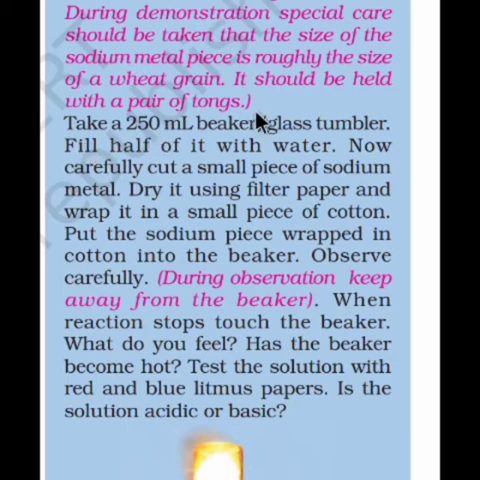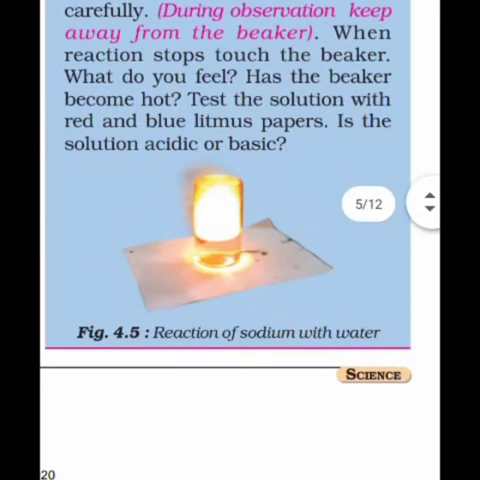Take a 250 ml beaker or glass tumbler and fill it half with water, and now carefully cut a small piece of sodium metal. Dry it using filter paper and wrap the small piece with the help of cotton. Put the sodium piece wrapped in cotton into the beaker and observe carefully. What you have to do here is, first of all, take one beaker and add 250 ml of water inside this beaker. Then take one sodium piece and dry it with the help of filter paper, so that you get a perfectly moistureless sodium piece.